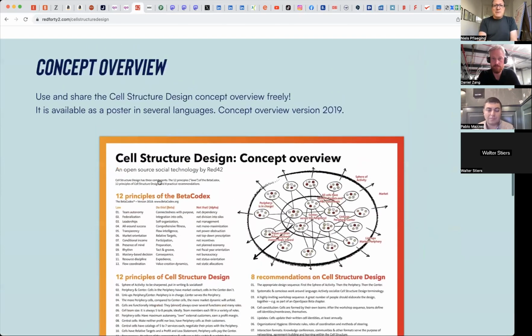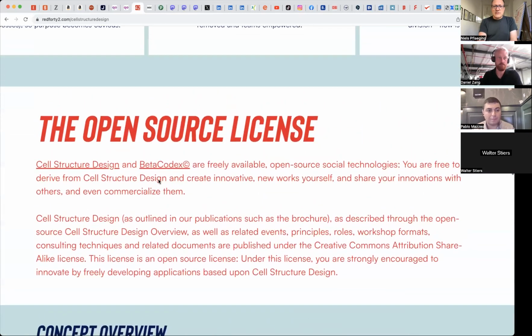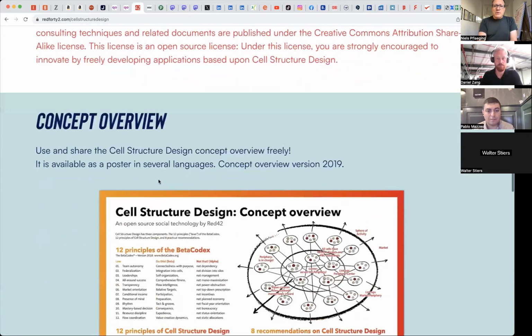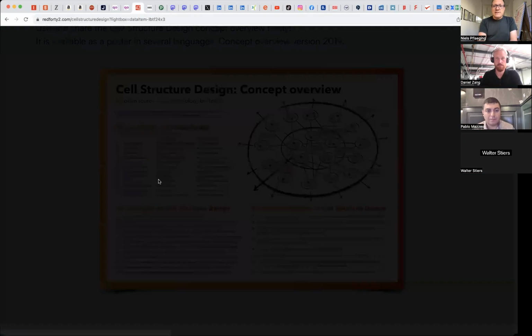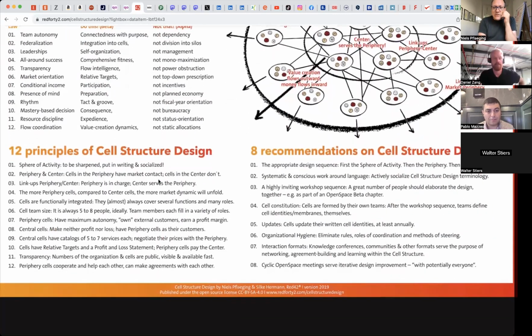So this particular social technology, as you can see here, was created in 2019, and we put this concept overview here that says the main things about this tool. It is an open source social technology created by Red 42. The open source license is referenced here below, lower here in these lines at the bottom.